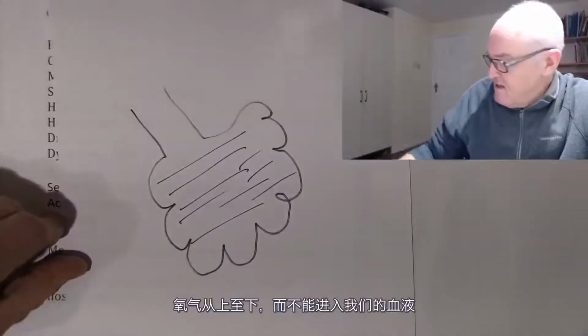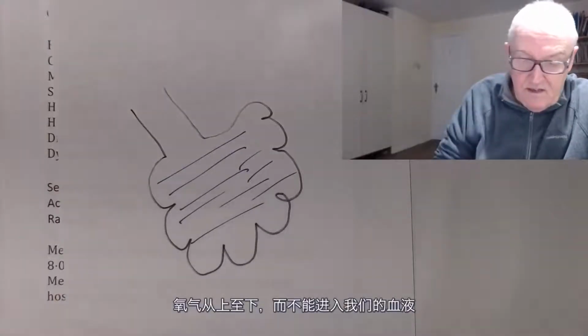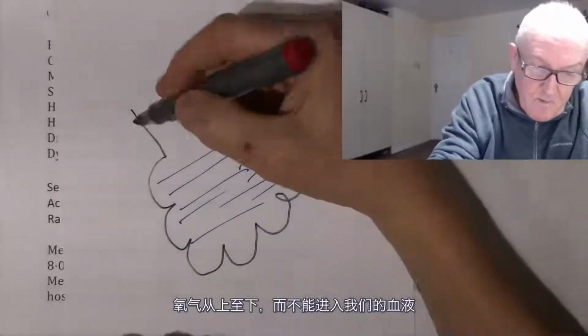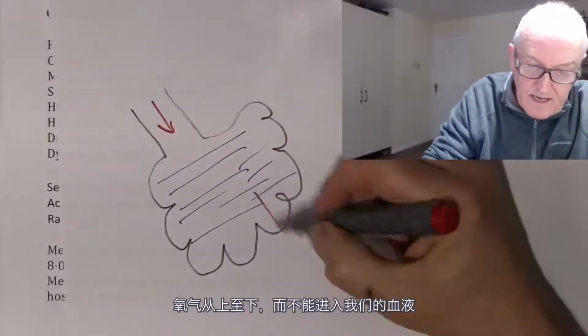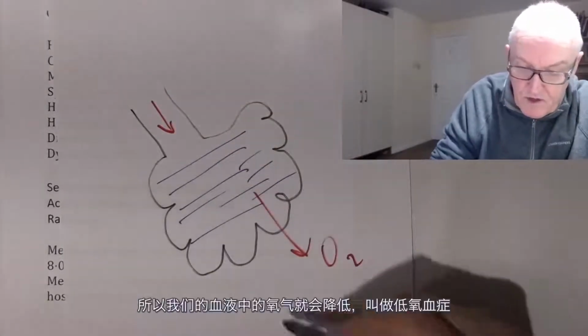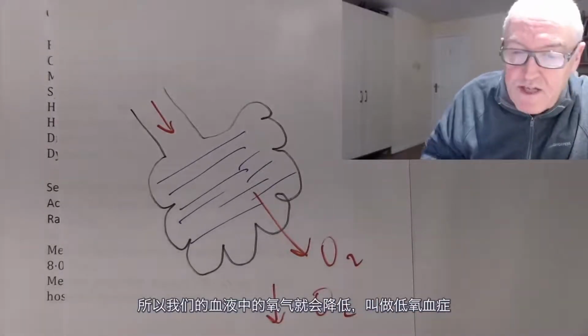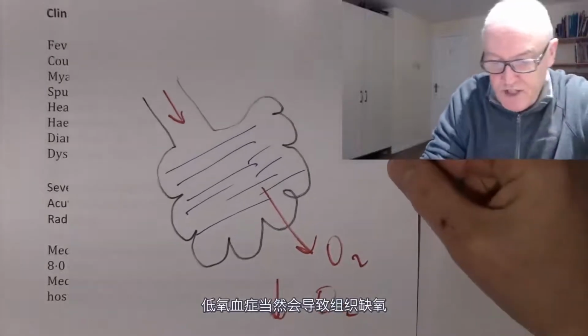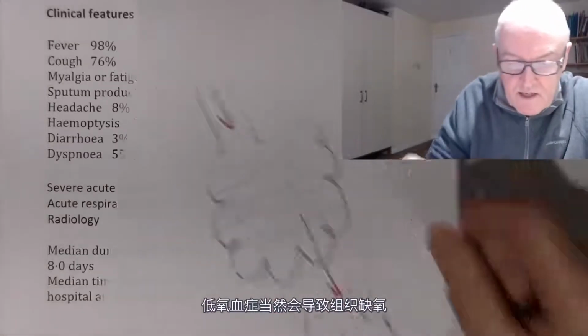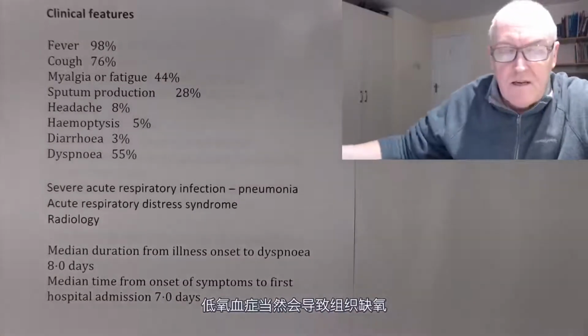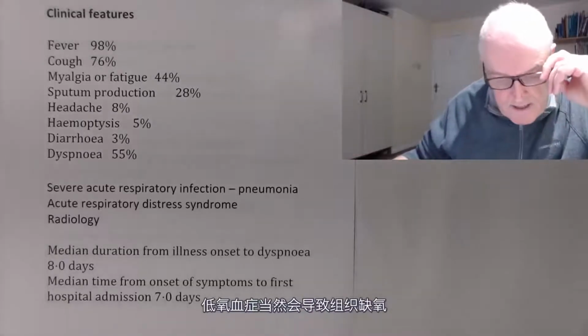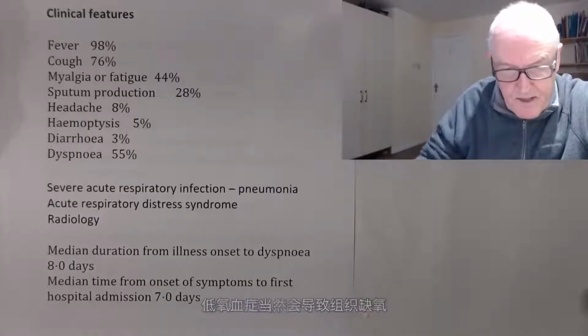in. So the oxygen might be coming down here, but it's not getting into the blood. So the oxygen in the blood is going to go down. That's called hypoxemia. And of course, if the oxygen in the blood's going down, if there's a hypoxemia, there's going to be a hypoxia. Not enough oxygen in the tissues of the body.